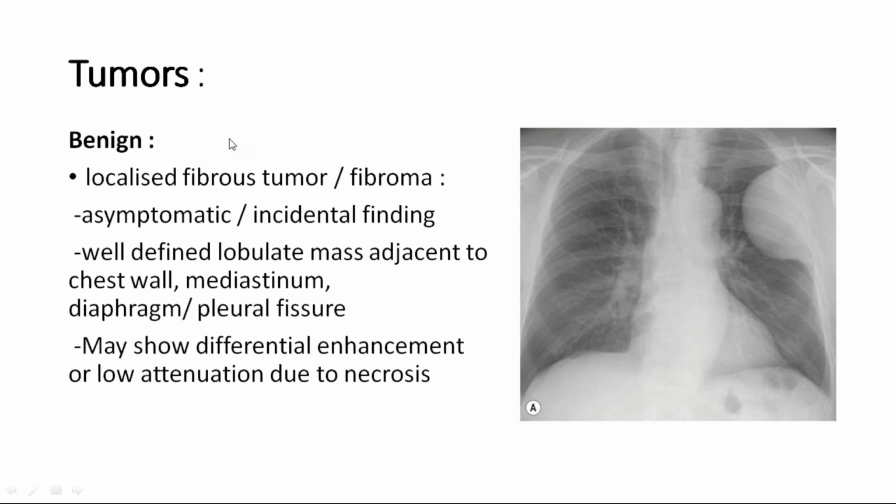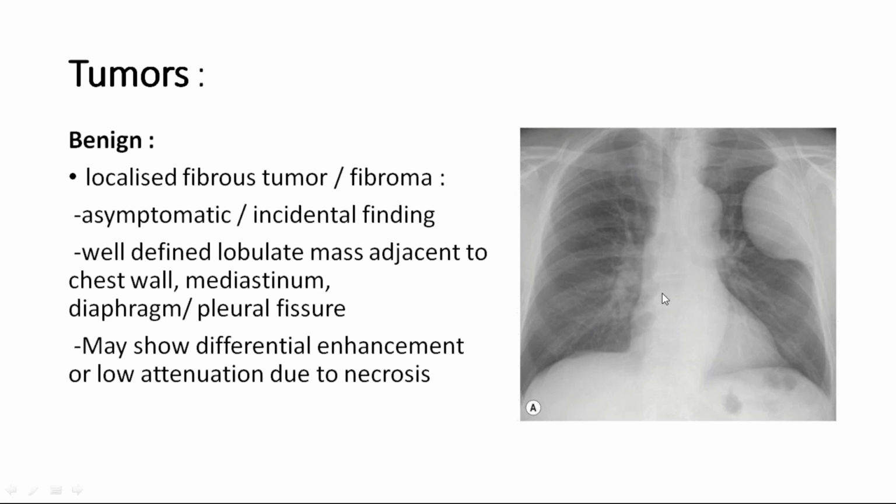And now the last pathology, pleural tumors. They can be benign or malignant. Benign: the localized fibrous tumor or fibroma. This usually presents as asymptomatic or an incidental finding on chest radiograph. There will be a well-defined lobulated mass adjacent to the chest wall, mediastinum, diaphragm, or pleural fissure. May show differential enhancement or low attenuation due to necrosis on CT.